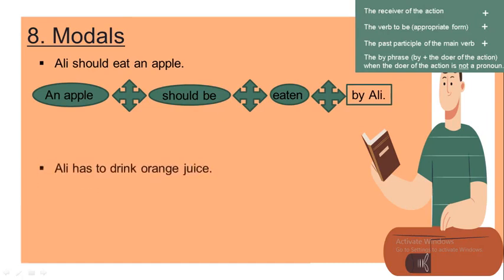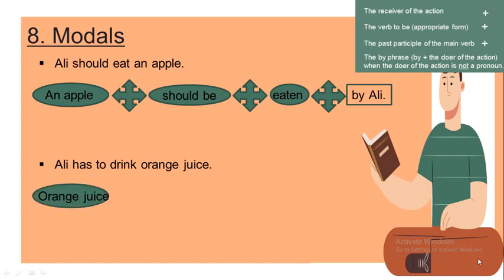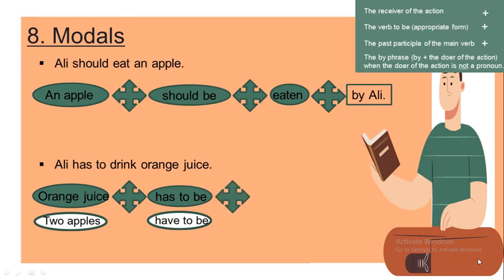Let's take another example. And this one contains a modal phrase. Ali has to drink orange juice. We will start with the receiver of the action, which is orange juice, and after that the verb to be in its appropriate form. We will do as we did in the previous sentence. We'll use the modal phrase plus be. Our modal phrase here is has to, so it will be has to be. We said has to because orange juice is singular. However, if our receiver is plural, we will have to change the has to into have to. After that comes the verb in the past participle, which is drunk, and the by phrase by Ali.